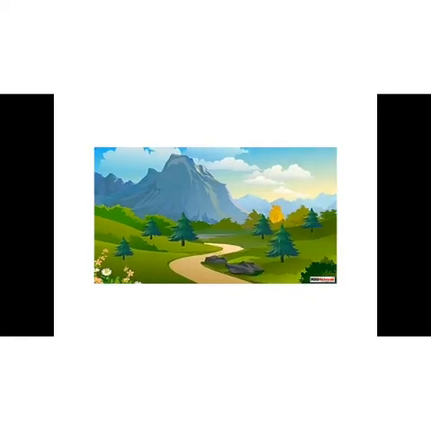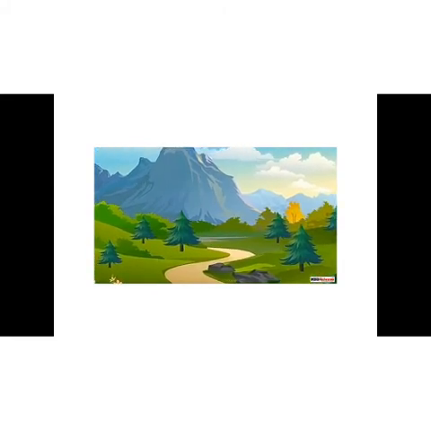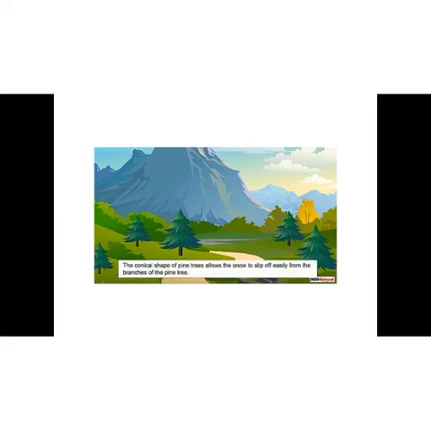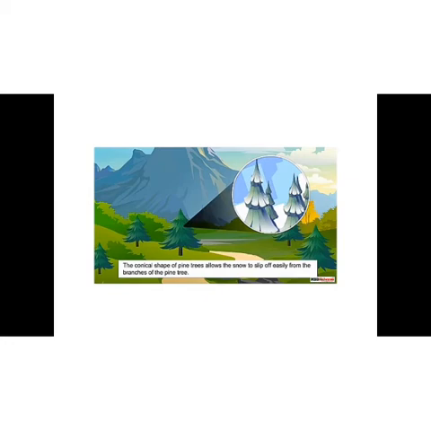Well, kids, there is no doubt that hilly regions have extremely cold climate. However, these hilly areas are the natural habitat of pine trees. Pine trees have some special adaptations that help them to survive in hilly regions. Let's discuss these adaptations. The first adaptation is the shape of these trees. They have a conical shape. During snowfall, the conical shape allows the snow to slip off easily from the branches of a pine tree.